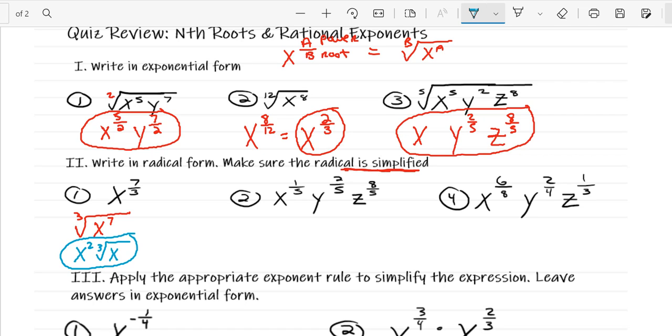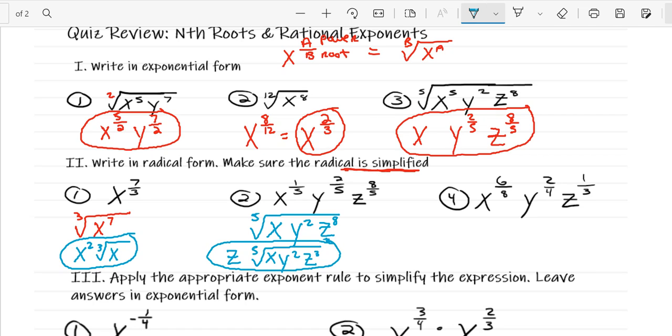All right, for the next one, number 2, this is a 5th root for everything. So 5th root, this will be x, y squared, and then it's z to the 8th. Again, since it specifically asks you to simplify that radical, we want to make sure that we do all our nth roots and everything that can be simplified is simplified. This is the only one that can be. So we take out 1 z, and then under the 5th root, we still have an x, we still have a y squared, and we have a z to the 3rd because there's 3 z's left over. That will be our final answer.